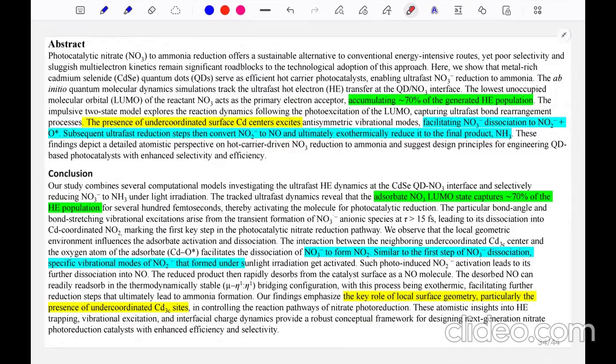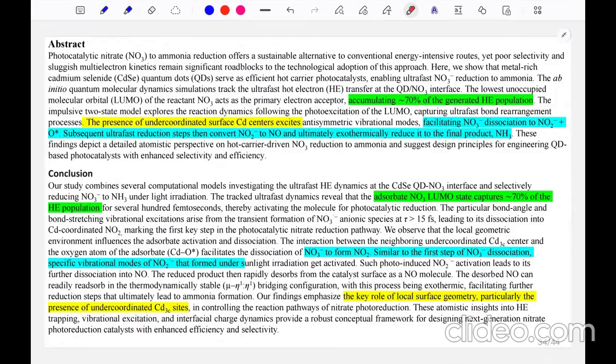It provides the problem statement, method used, and the key finding, but it does not go into a detailed explanation of how the reaction proceeds. In contrast, the conclusion provides a deeper mechanistic understanding. In the conclusion part, we are discussing the vibrational excitation and hot electron trapping, which we discuss in the abstract to a lesser extent.